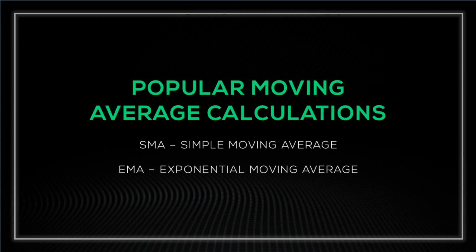Let's look at popular moving average calculations. As lagging indicators, they are commonly calculated on the closing price of the bar. The two most popular types of moving averages are the simple moving average, or the SMA, and the exponential moving average, which is the EMA. Let's take a look at the difference between the SMA and the EMA on the charts.